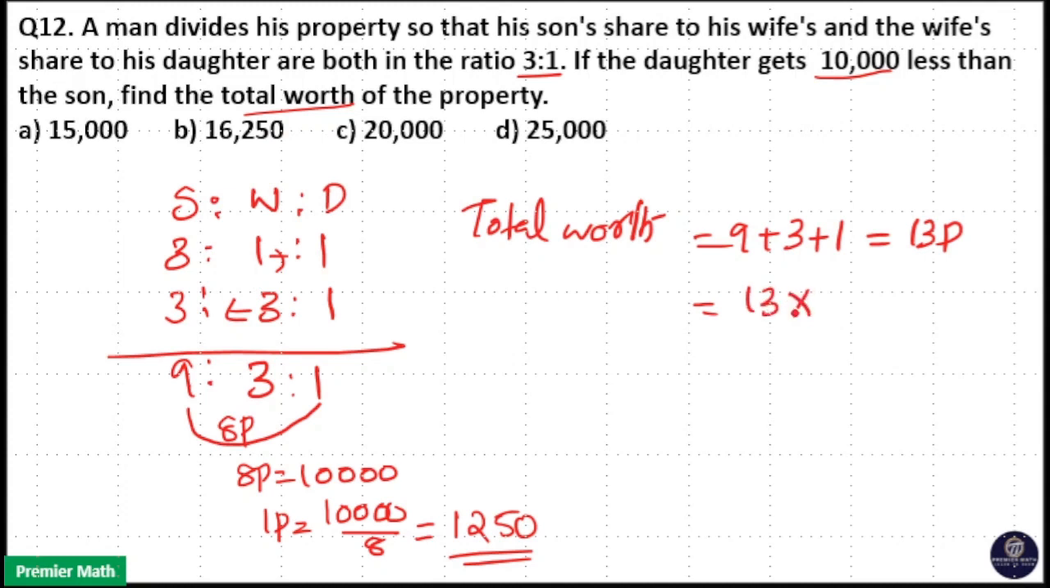13 part is equal to 13 into 1250. That is 13 into 0, 0. 13 into 5 is equal to 65. 5 will come here, 6 will carry over. 13 into 2, 26. 26 plus 6 is equal to 32. 2 write down, 3 carry over. 13 into 1, 13. 13 plus 3, 16. So 16250 is your answer. Option B is your answer.